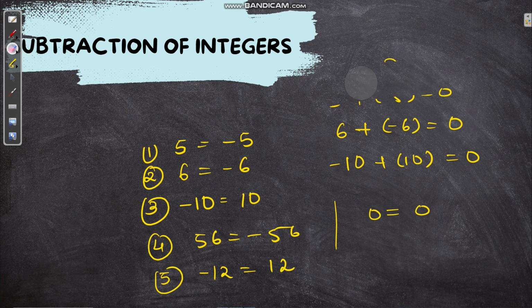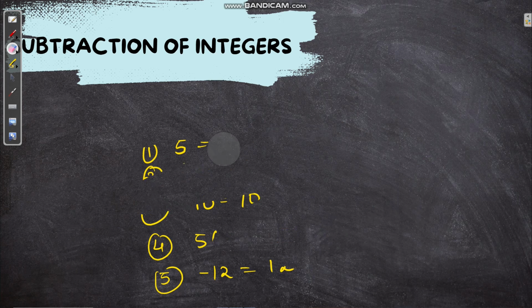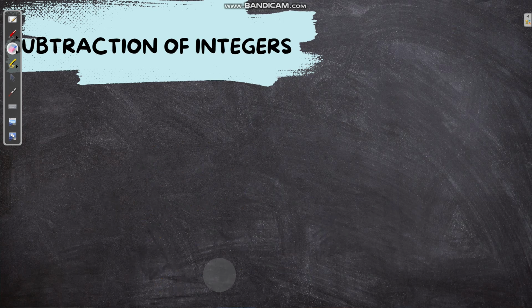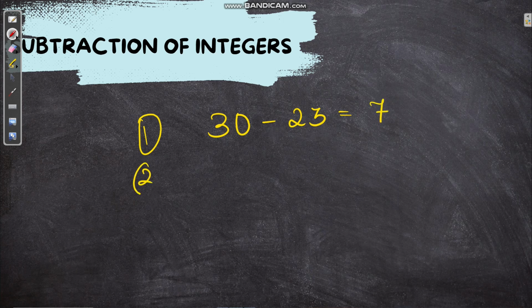Now let's do subtraction. In subtraction of integers, you will require additive inverse. For example, let's take one example. 30 minus 23. Here you can simply do the calculation, that is 30 minus 23, that is 7. But if you want to use additive inverse, you can do that also. 30 minus 23. Now, we don't do subtraction in integers, we convert it to addition and then do the calculation.